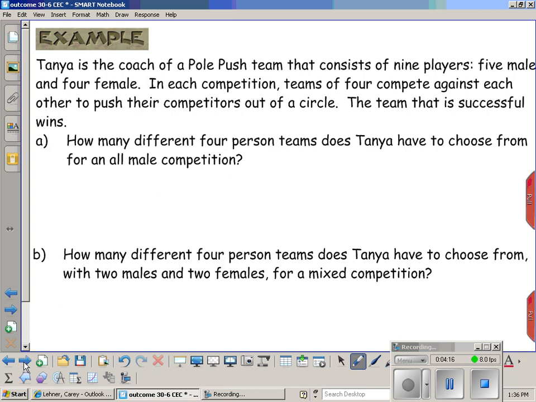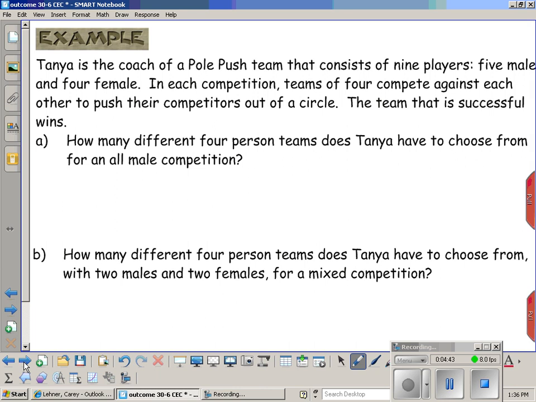Next example. Tanya is the coach of a pole push team that consists of 9 players, 5 male and 4 female. In each competition, teams of 4 compete against each other to push their competitors out of a circle. The team that is successful wins. How many different 4-person teams does Tanya have to choose from for an all-male competition?